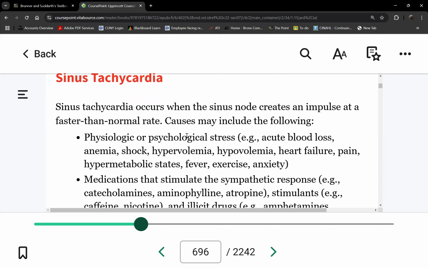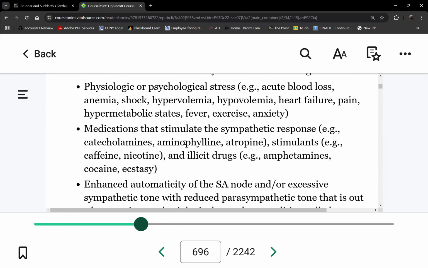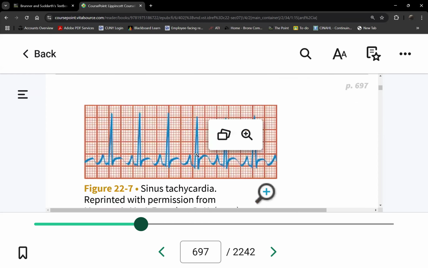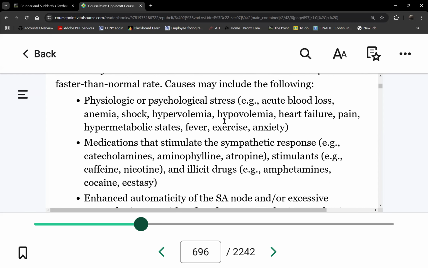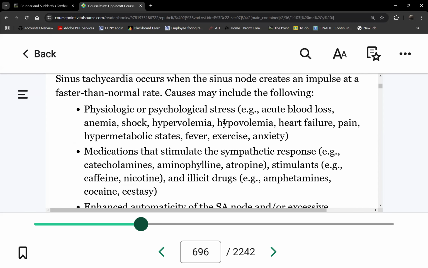Sinus tachycardia, what are the 5 questions we need to know? What does it look like? There you go. Here's what does it look like? Causes. Okay, causes are listed here. Please pay attention to the causes because I can pick anything random and paste it on a select all or apply question. All right. So let's say instead of saying hypovolemia, what could I put?